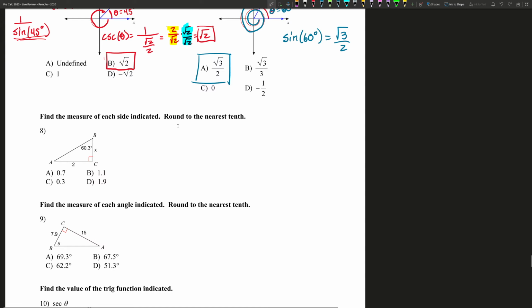Find the measure of each side indicated. This is going to be a little bit of calculator work. All right, so we have an angle theta. Theta is 60.3 degrees, and we have x, which is the adjacent side, and we have 2, which is the opposite side. So we need a function with adjacent and opposite, and a theta, and one that would do that is tangent. So we have tangent of 60.3 degrees is equal to 2 over x.